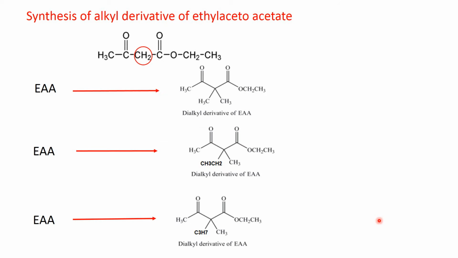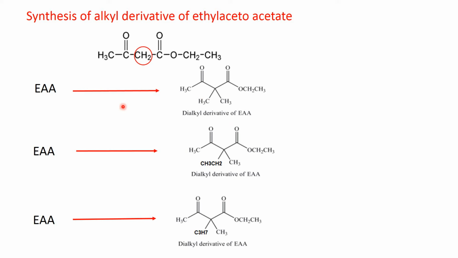Now, techniques for synthesis from ethyl acetoacetate. First one, synthesis of alkyl derivative of ethyl acetoacetate. So this is the active methylene group. From here, on treatment with a strong base, you can remove the hydrogen and form the carbanion. Now, when alkyl halides react with this carbanion, you will get the alkyl derivative. Say for this compound, two methyl groups are introduced.